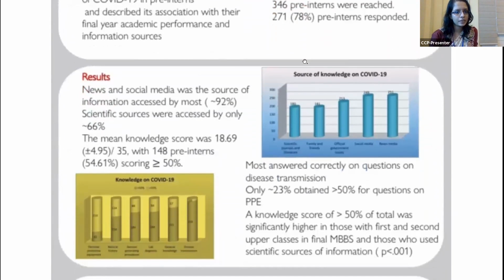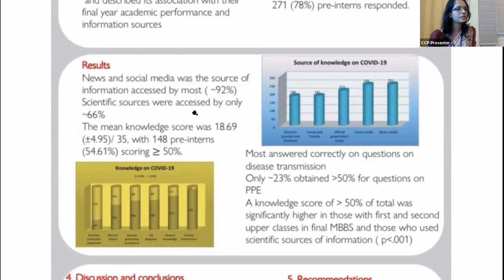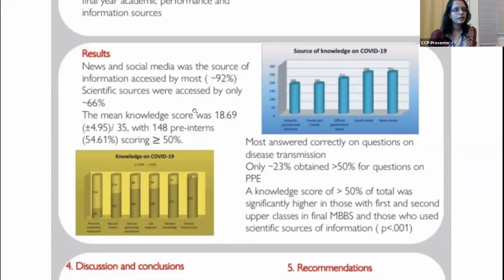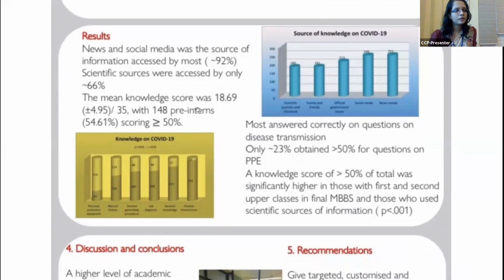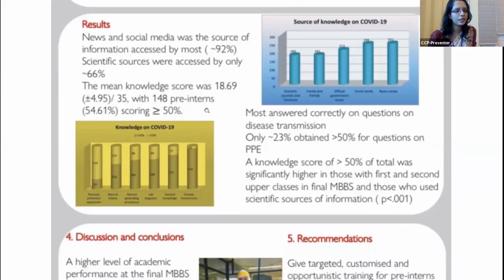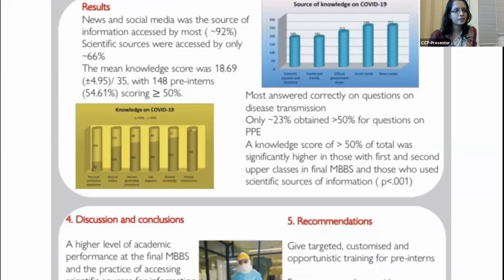Considering the results, 92% of the respondents had used news media and social media as their main source of information on COVID-19, whereas only 66% had used scientific sources like government medical issues and scientific literature. We assessed their knowledge on various aspects of COVID-19, and a total of 35 marks were allocated for knowledge. The mean knowledge score was 18.69, whereas 148 pre-interns, that is 54.6%, scored more than 50% out of the total.